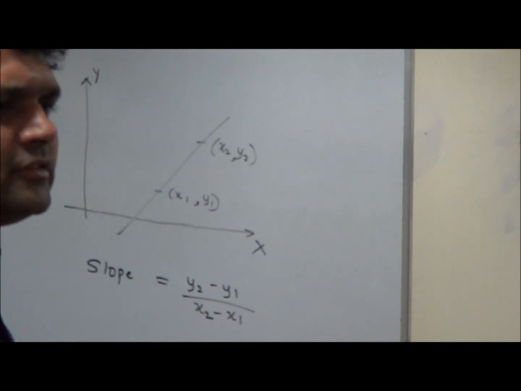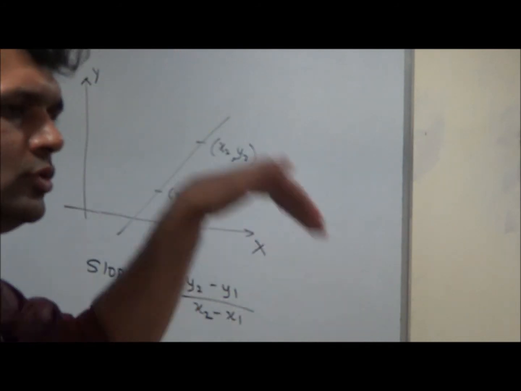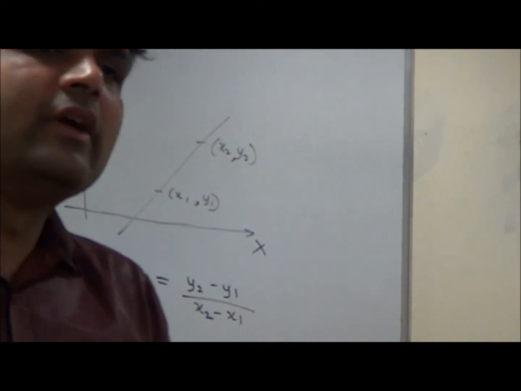If slope of a line is positive, slope equal to 2, line is rising upward. If slope of a line is negative, slope equal to minus 2, then line is going downward. That's how we can interpret quickly.